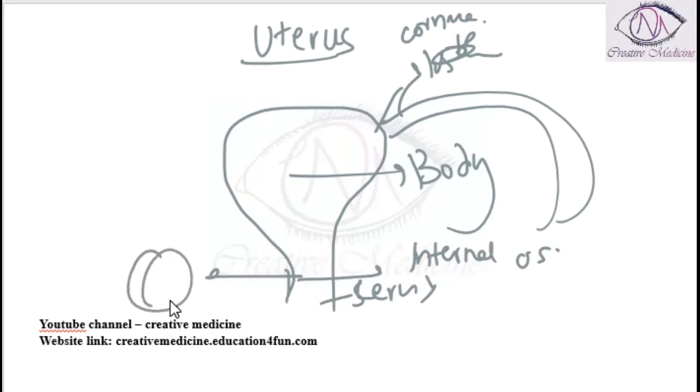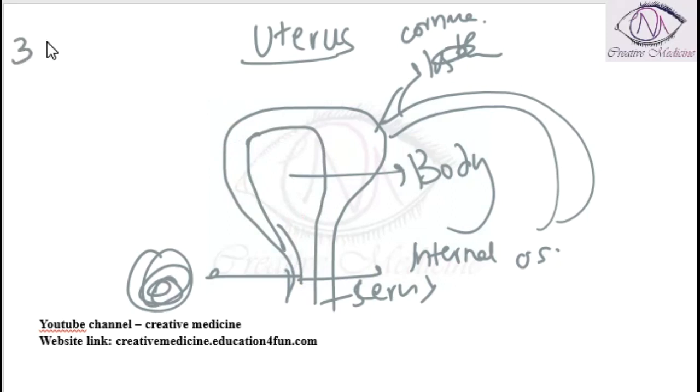The uterine cavity is a potential cavity. Normally, the walls of the uterus are opposite to each other and they are not narrow. The size of the uterus is 3.5 x 2.5 x 1.5 inches.